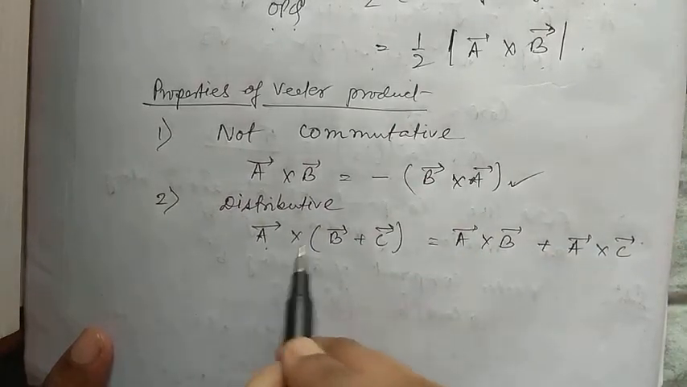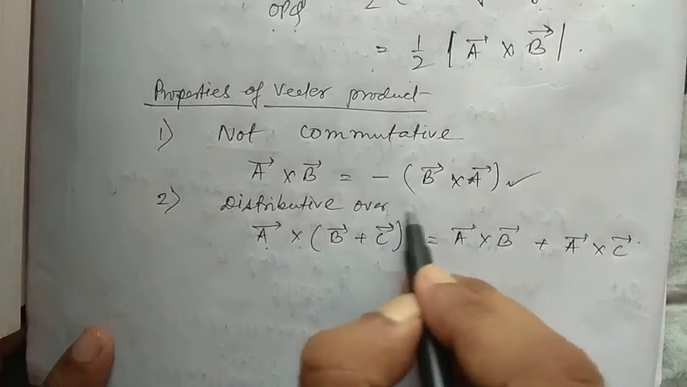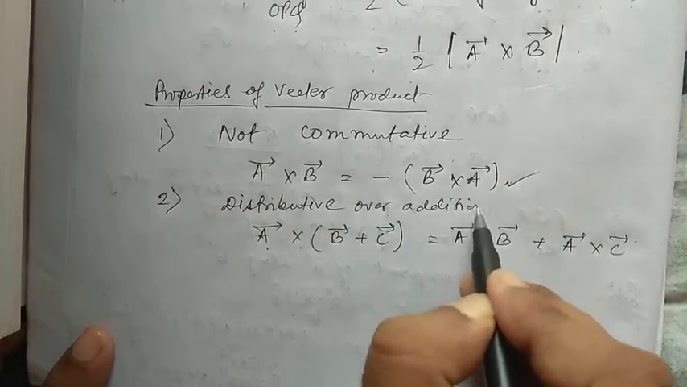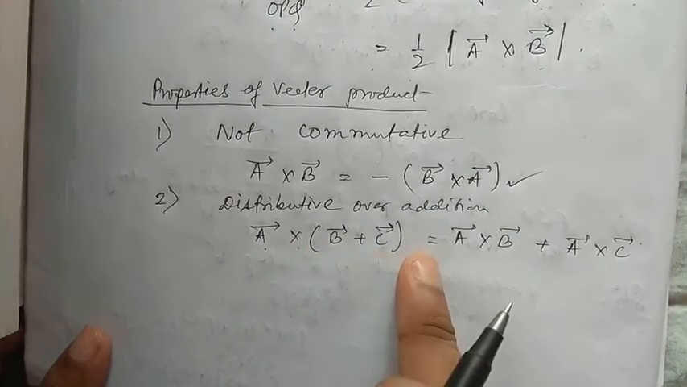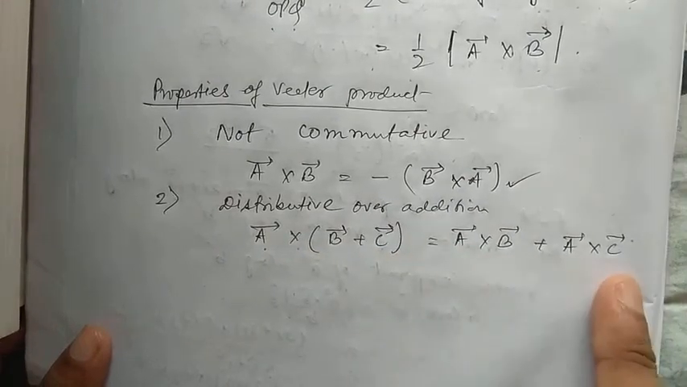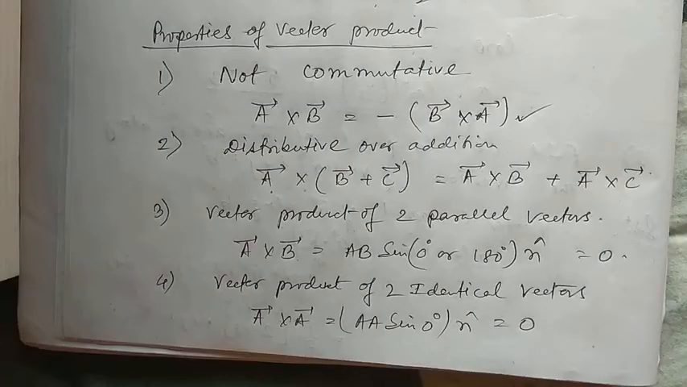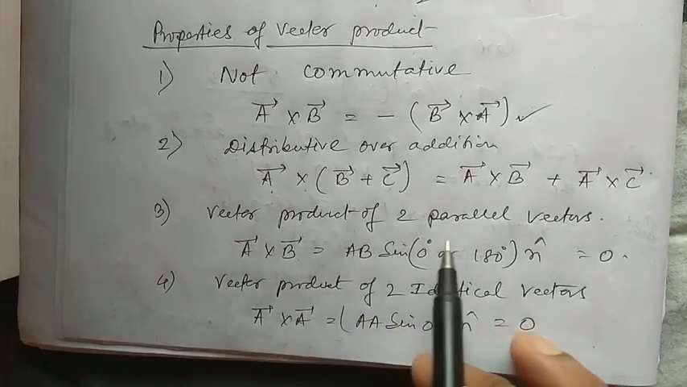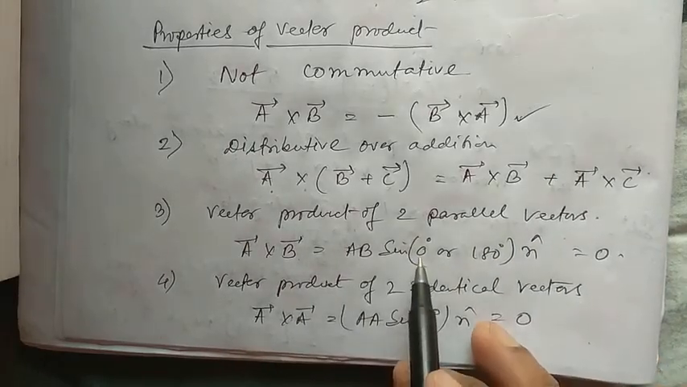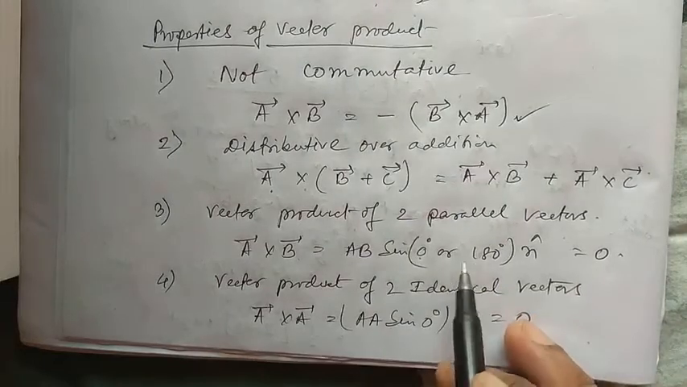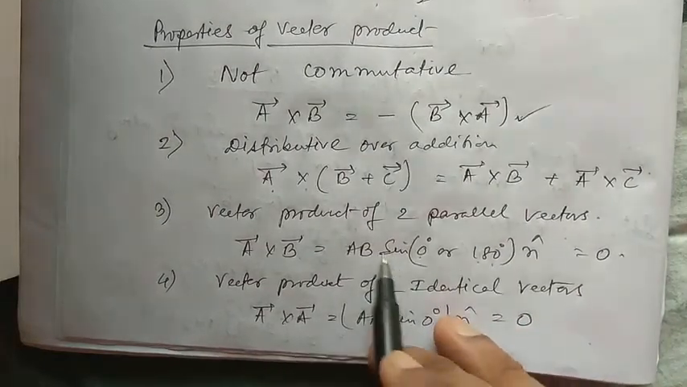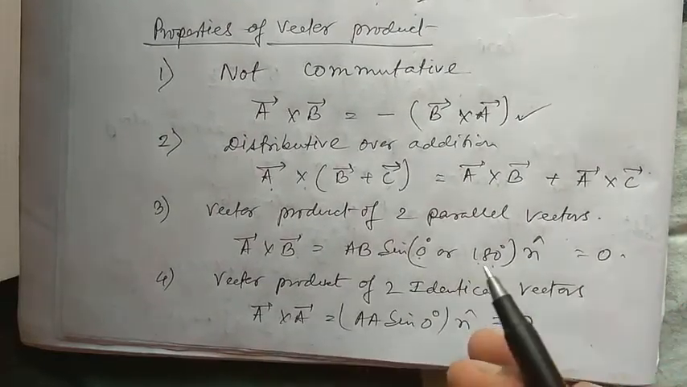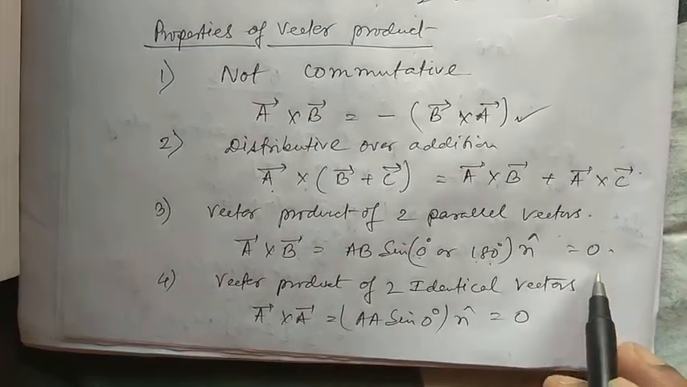Distributive: cross product is distributive over addition. So A cross (B plus C) becomes A cross B plus A cross C. The next two properties are very easy. Vector product of two parallel vectors, that means the angle can be 0, or antiparallel, where the angle is 180 degrees. Sine 0 is 0, sine 180 is also 0. So this will result in a value of 0.